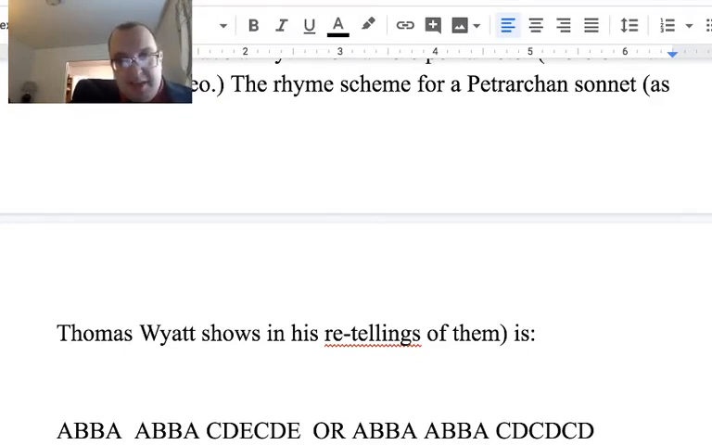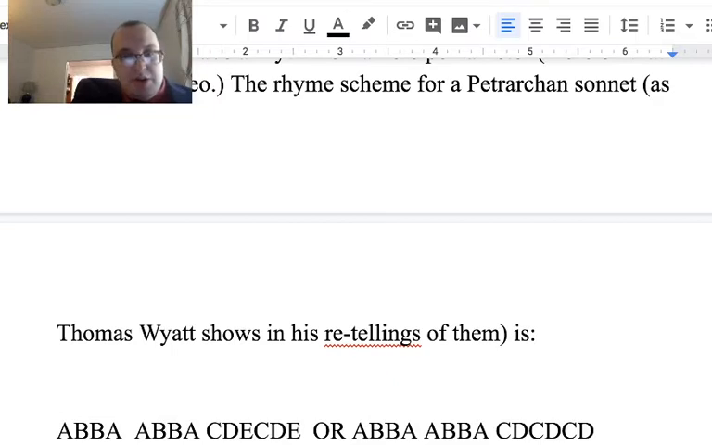In the octave, we have A, B, B, A. So we have two rhymes after each other in the second and third lines. The first and fourth lines are supposed to be rhymed. So the octave, A, B, B, A, A, B, B, A. The way that it's often translated in English is the sestet, the last six lines, that rhymes whatever sound you put on to the end word in those.